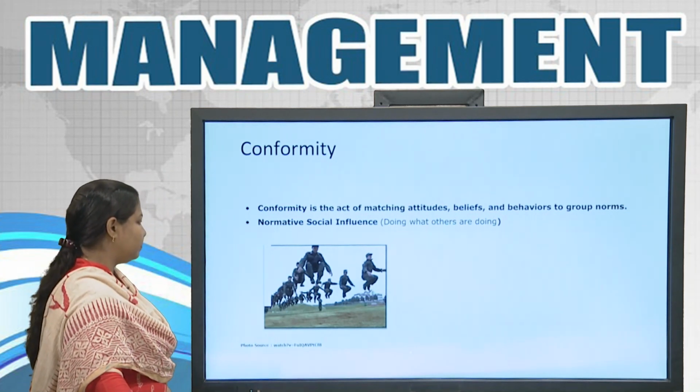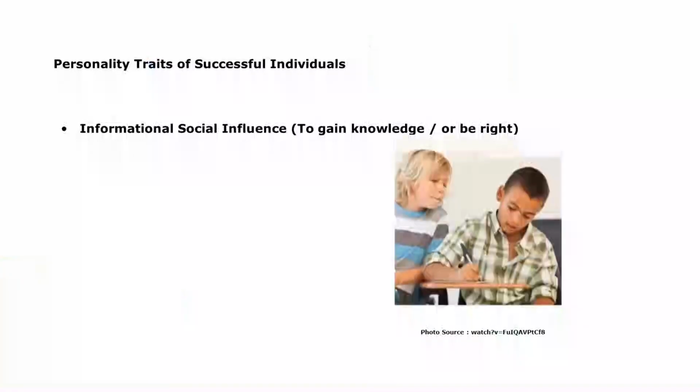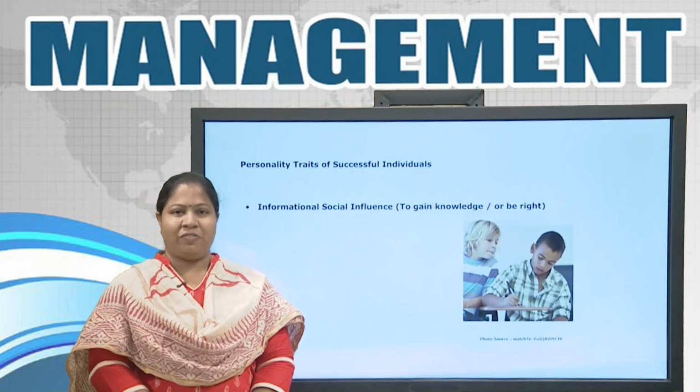Next one is informational social influence. Here you can see the picture, one child is trying to copy from the others. If you see this photo, you must recall your school days when you were trying to copy from your classmates to be right, to be first in a class.